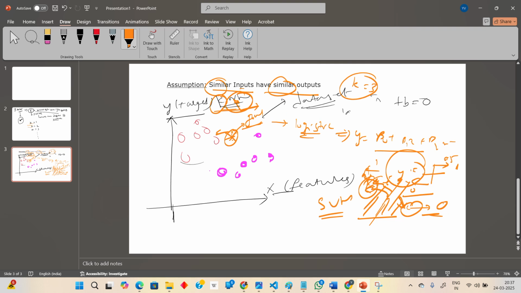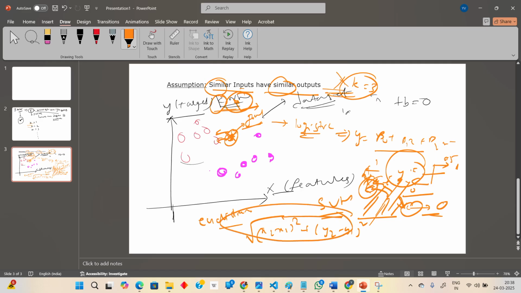Then we will calculate. First, let us not consider K. First of all, this data point with respect to this data point and this data point, let us calculate the distance. There is a mathematical formulation which can help us calculate distances. One is Euclidean distance, a very popular one, which is the square root of (x2 minus x1) whole square plus (y2 minus y1) whole square, right? Have you ever seen this formula? Can I get a quick confirmation?